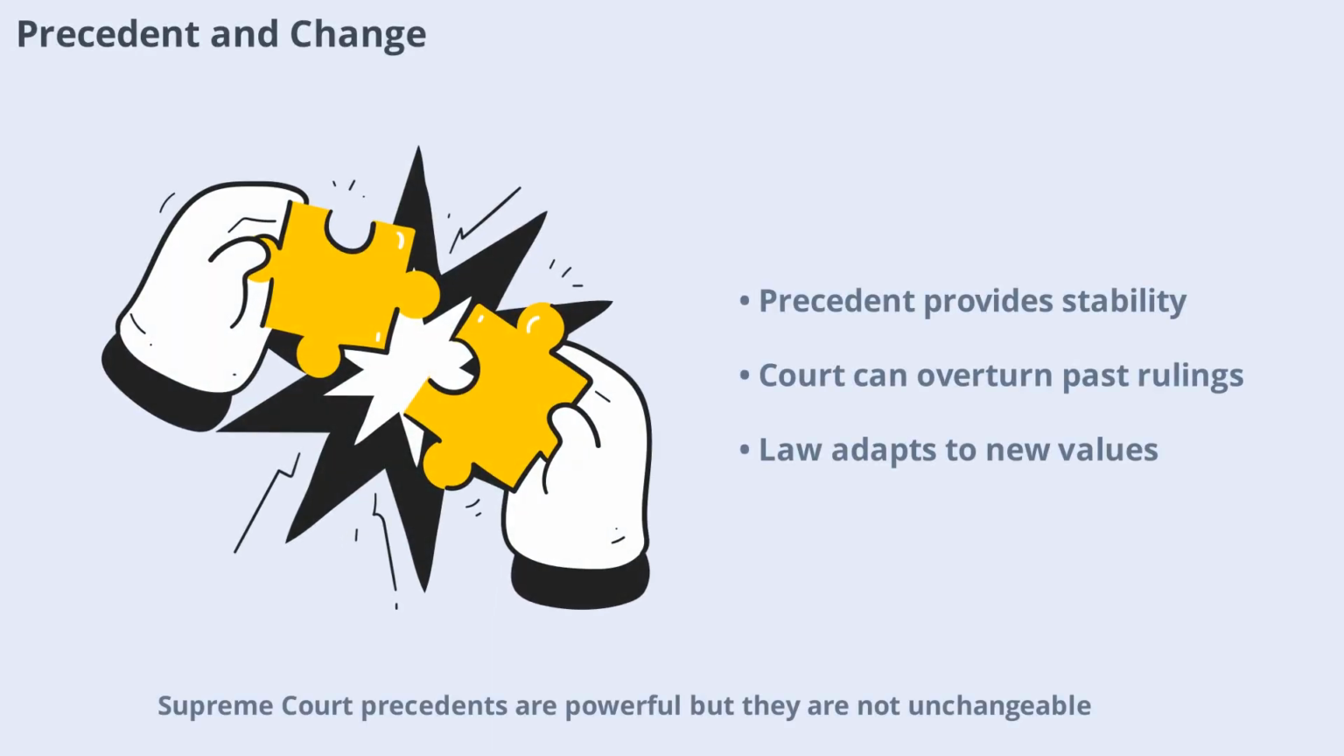Supreme Court precedents are powerful, but they are not unchangeable. The court sometimes overturns its own past decisions, as in Brown v. Board of Education's reversal of Plessy v. Ferguson. This ability to adapt ensures that the law can respond to new understandings of justice and equality, even as it provides stability and predictability.